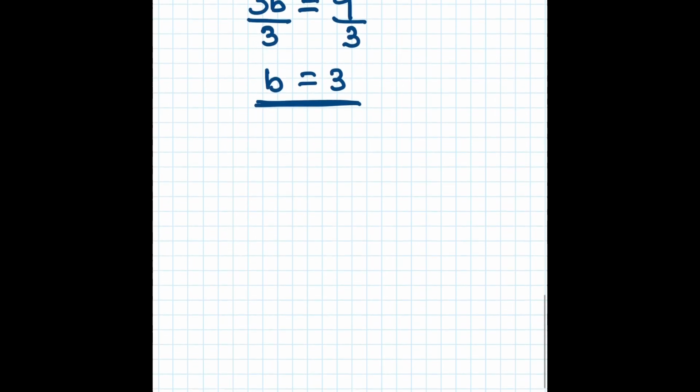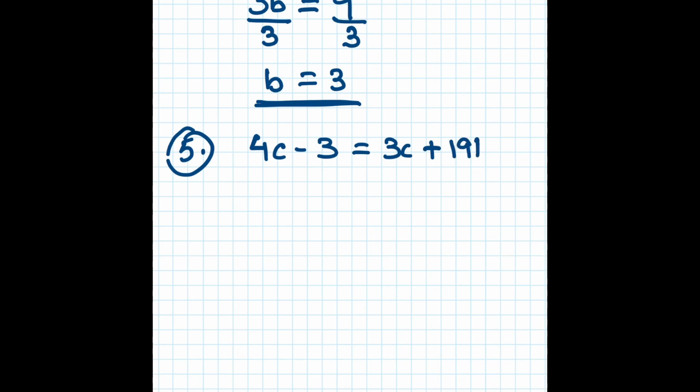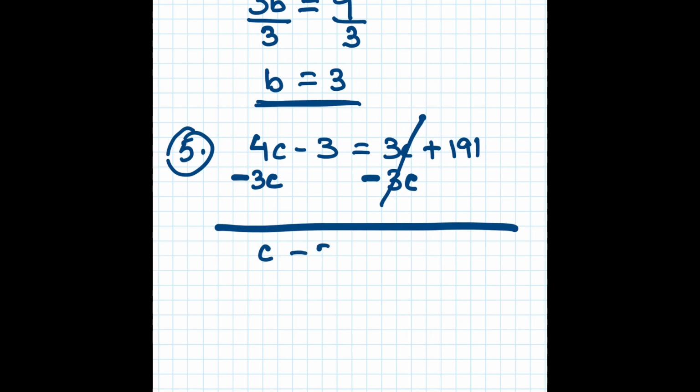So let's do one more question of the same type, and then we will do a little bit higher level. So let us suppose we have 4c minus 3 is equal to 3c plus 191, just bigger numbers. Again, we will do minus 3c on both sides first. 3c minus 3c is 0. 4c minus 3c is going to give us c, and then minus 3 equals 191, then plus 3 on both sides.